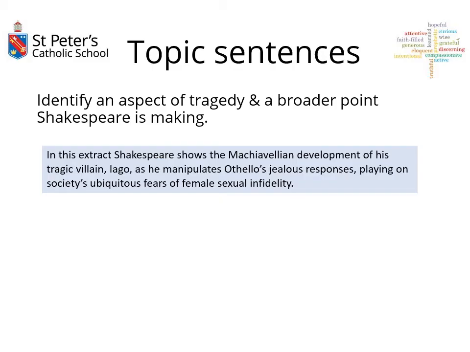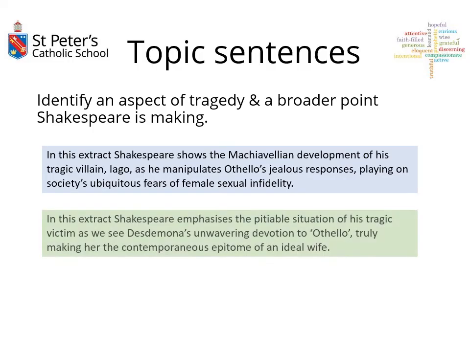And then we've got our aspect of tragedy, which is the Machiavellian development of his tragic villain. We've got what's going on as he's manipulating Othello's jealous responses. And then we've got the broader point that Othello is not alone in being scared of being made to be a cuckold. So we've already broadened this out into the things Shakespeare is commenting on.